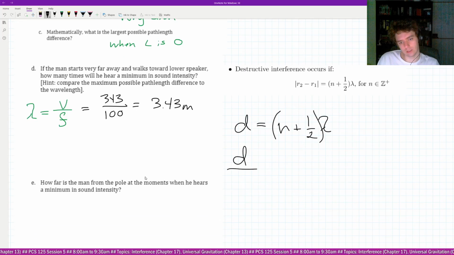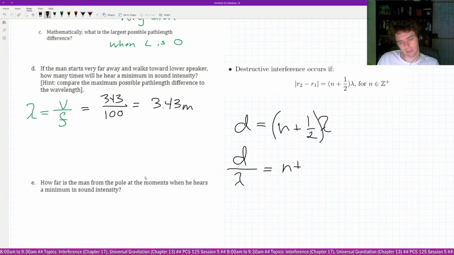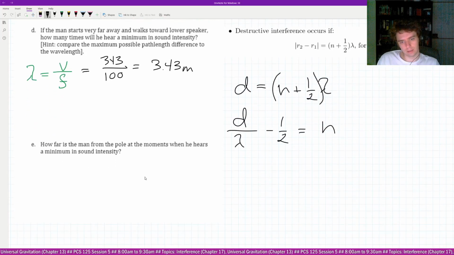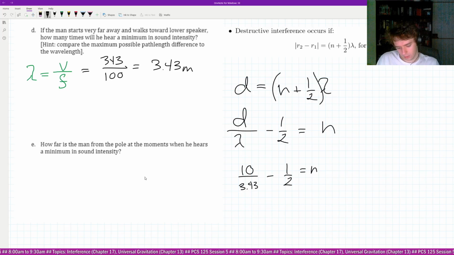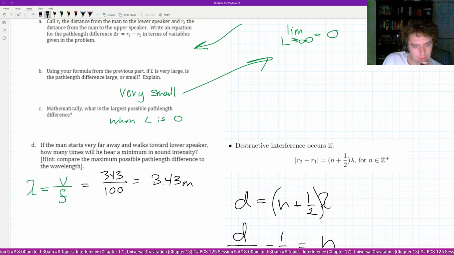Let's see. So D over lambda. Do we know D? Yeah, we know D. D over lambda is n plus a half, so minus a half equals n. So, well, it won't be an integer. It'll be 10 over 3.43 minus a half equals n. 3.43 minus a half. Yeah, no. So I got n is 2.415, which isn't an integer. So compare the maximum possible value.